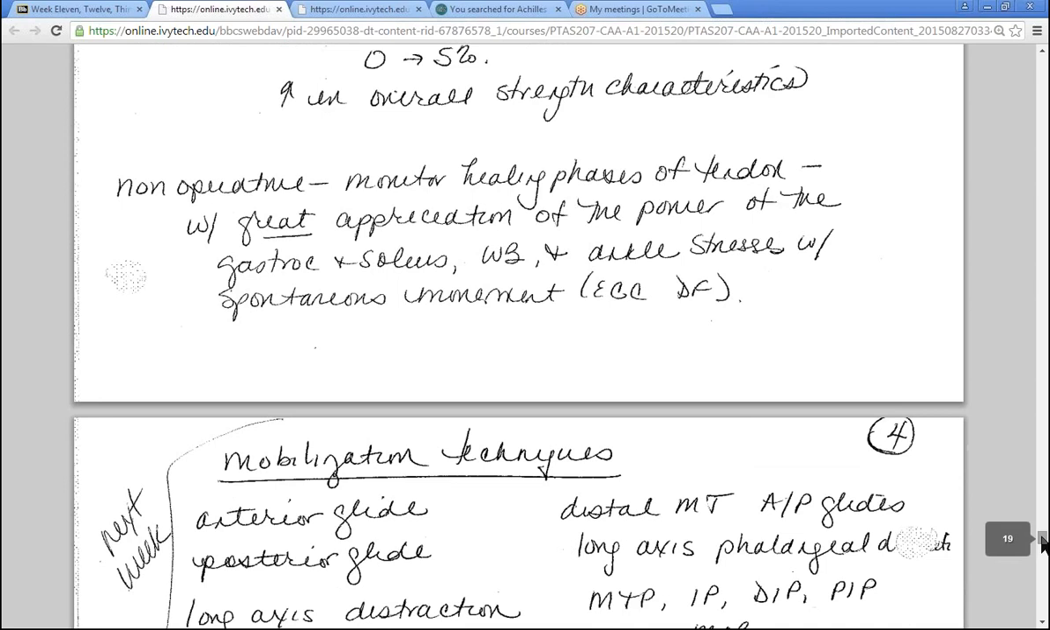Non-operatively, for rehab, we're going to monitor the healing phases of the tendon with great appreciation of the power of the gastrocnemius soleus, weight-bearing and ankle stresses with spontaneous movements such as eccentric dorsiflexion. What that's saying is tendons heal very slowly. They don't have great blood supply. So non-operative treatment for someone with a tear in their Achilles is going to be fairly conservative in order to make sure it doesn't rupture.